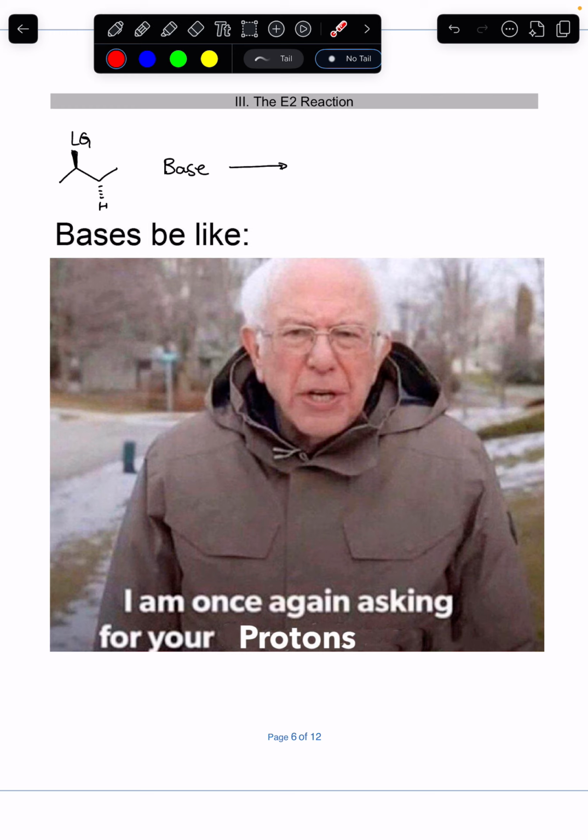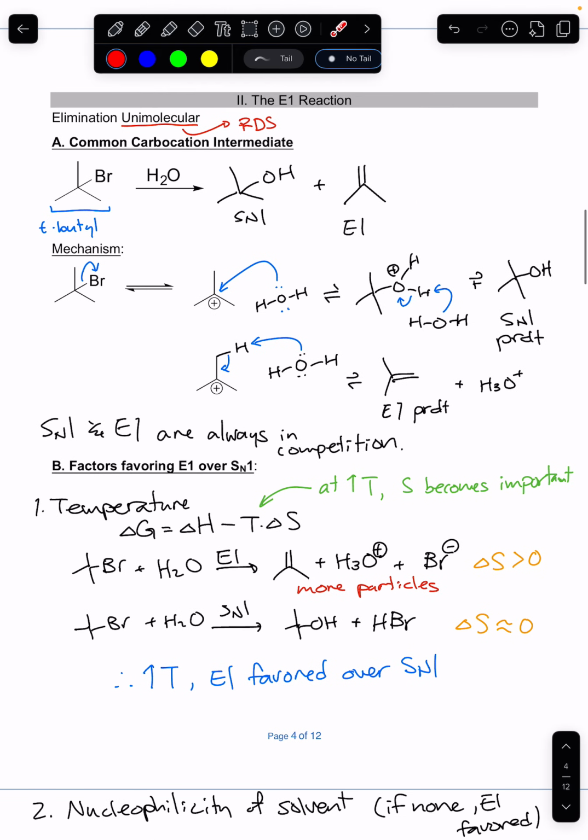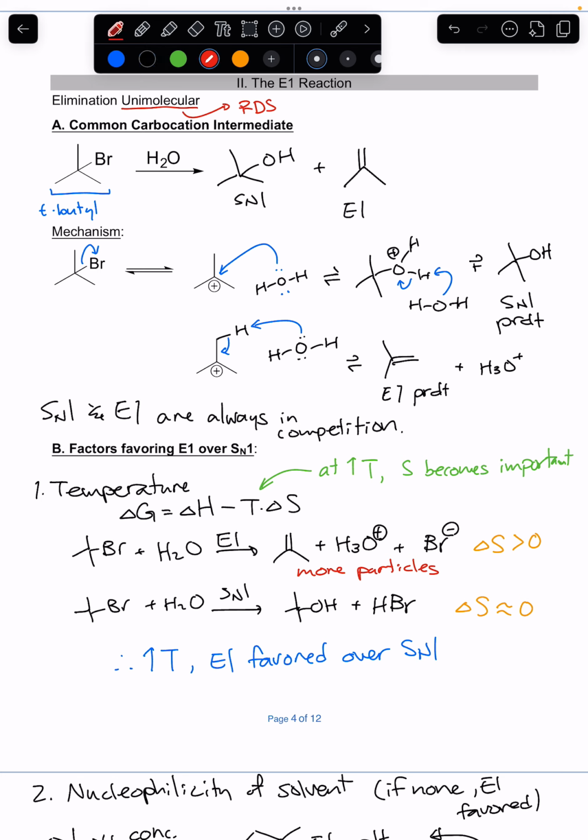The last couple of videos we talked about SN1 and E1 reactions. Those were in competition with each other always. And then we're going to cover the E2 reaction, which is very much driven by the base. The base is really the driving force. Unlike, remember the E1 reaction, the rate determining step was all about just the leaving group leaving. We should have said that's the rate determining step right there.